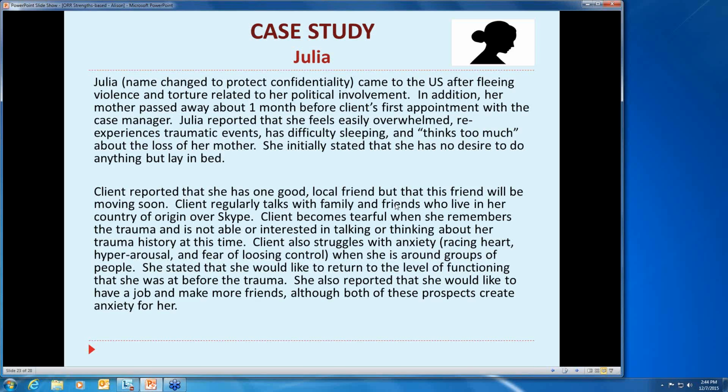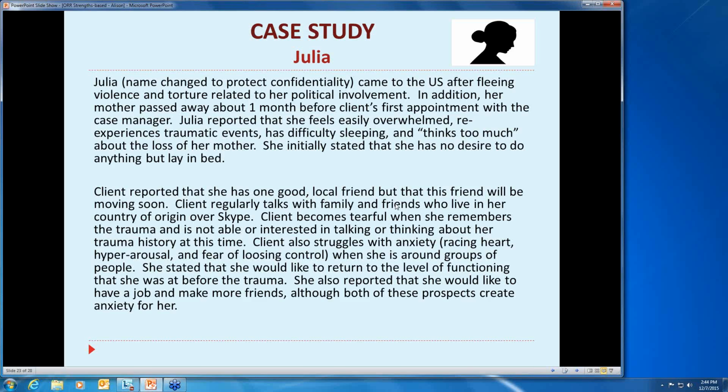So Julia came to the U.S. after fleeing violence and torture related to her political involvement. In addition, her mother passed away about 1 month before her first appointment with the case manager. Julia reported that she feels easily overwhelmed, re-experiences traumatic events, has difficulty sleeping, and thinks too much about the loss of her mother. She initially stated that she has no desire to do anything but lay in bed.